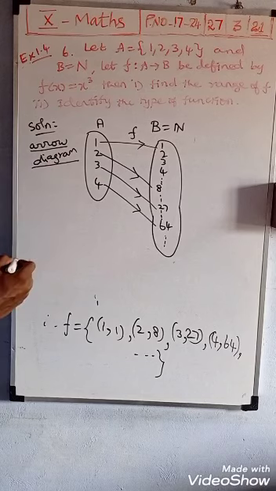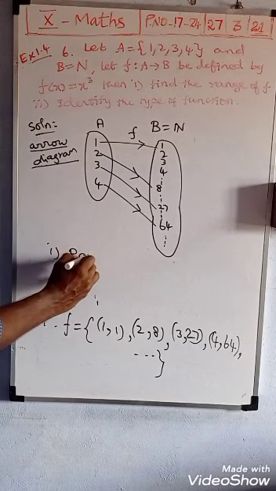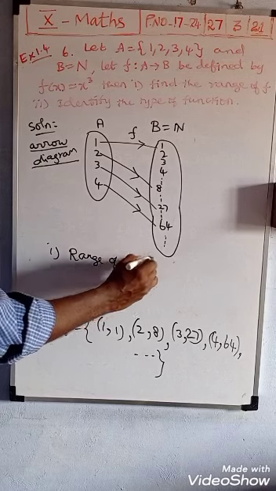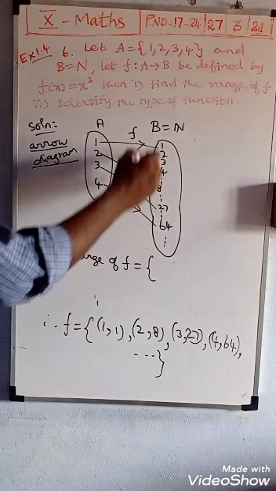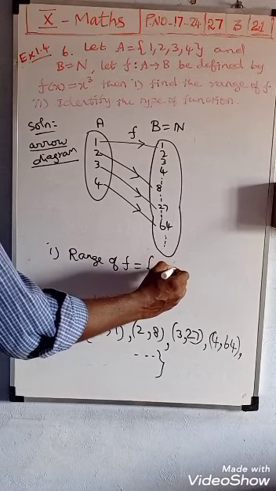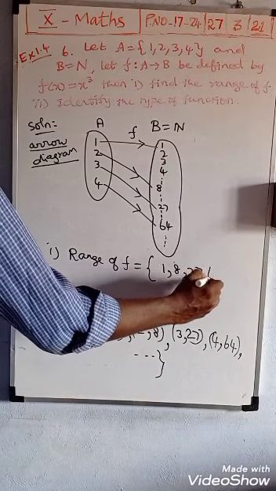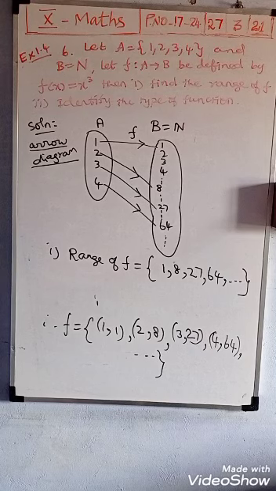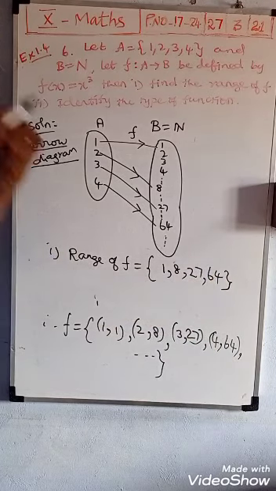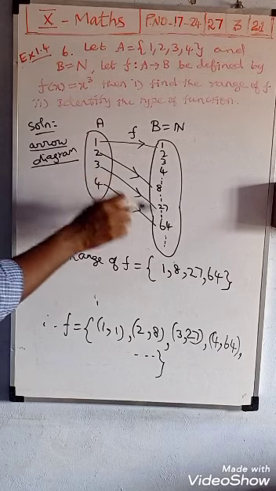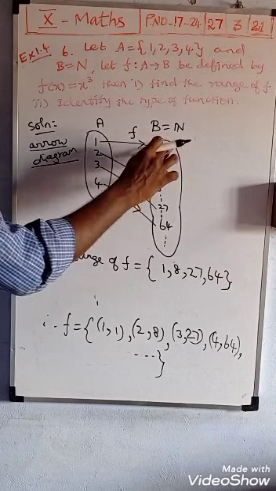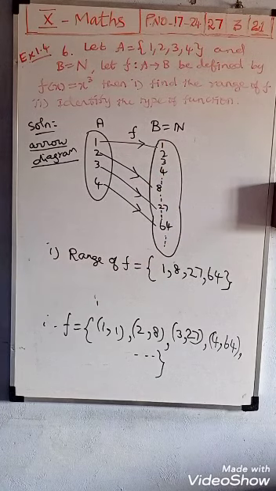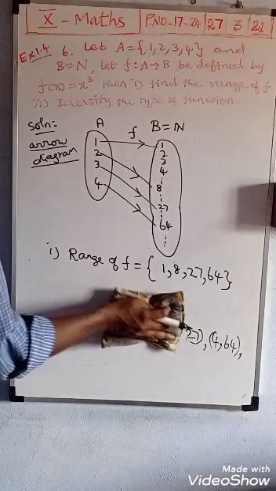Now consider the first question asked: the range of f. The mapped elements are called the range. That is 1, 8, 27, 64. Sorry, we should write only up to 64 and not put etc., because set A has only 4 elements, and those 4 elements are mapped. Writing the mapped elements alone, 1, 8, 27, 64, this is called the range. Then the question asked what type of function it is.